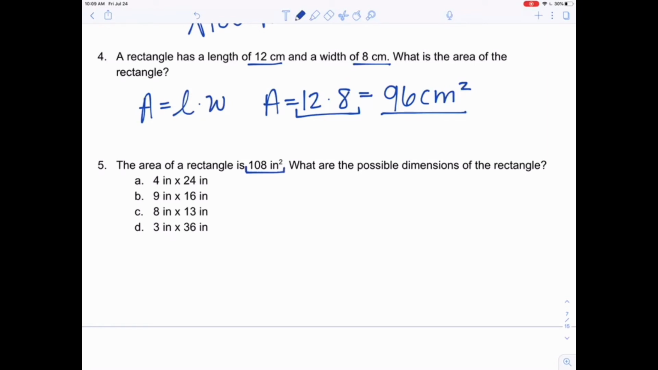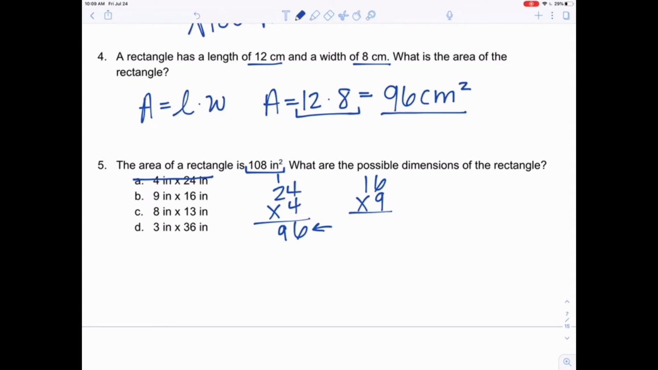So that's what we're looking for. So 24 times 4. 4 times 4 is 16. Already this ends with a 6. That's not going to give me 108. 4 times 4 is 16, carry the 1. 4 times 2 is 8 plus 1 is 9. That's no good. Next one, 16 times 9.